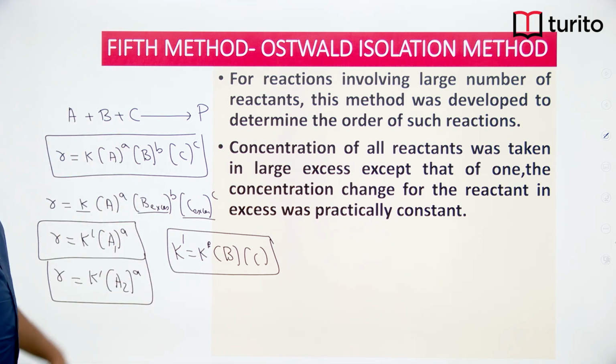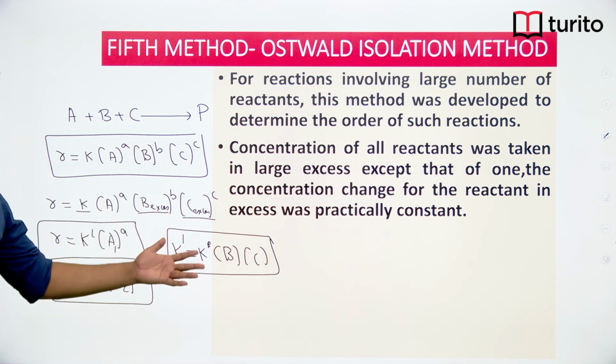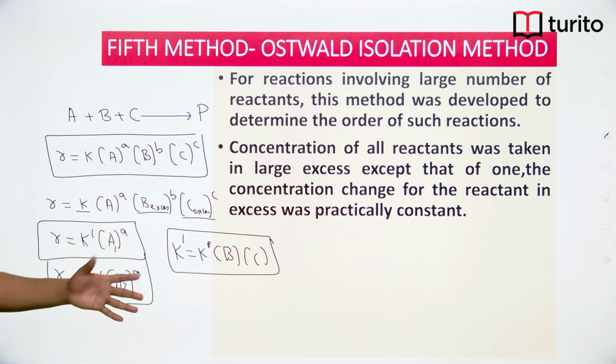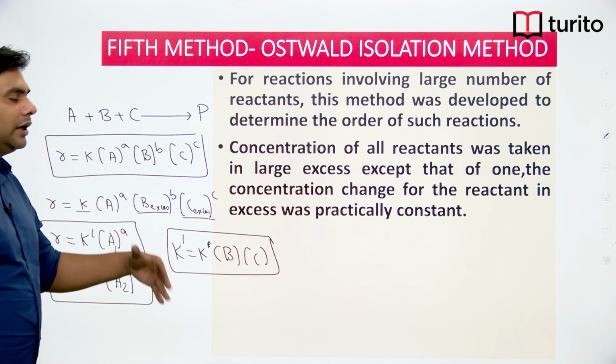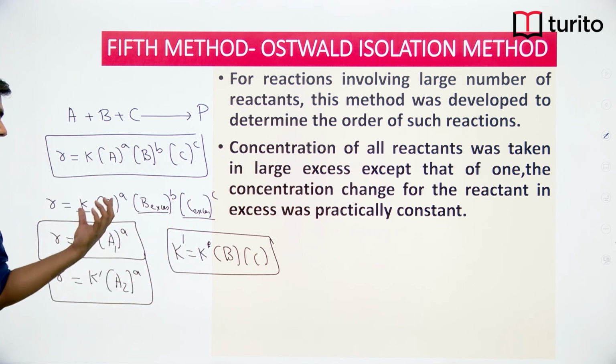So this is basically the Ostwald isolation method, where you are taking all reactants except one in excess. For all the reactants taken in excess, the concentration is practically constant. The concentration change will be very small because they are taken in excess amount. So constant multiplied with a constant becomes another constant, and we take the entire quantity as constant.